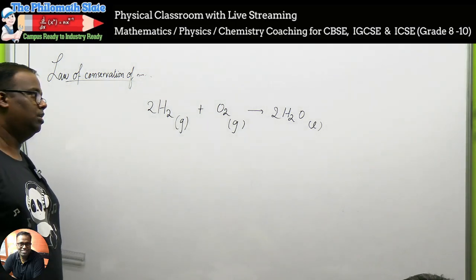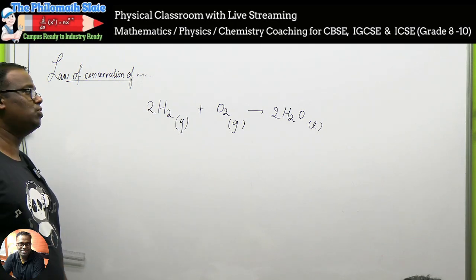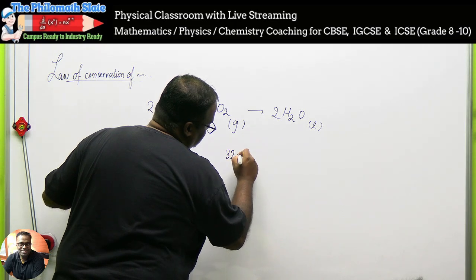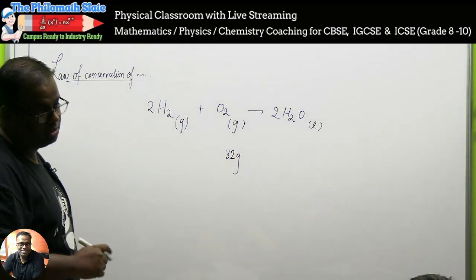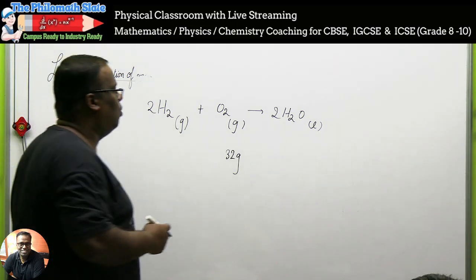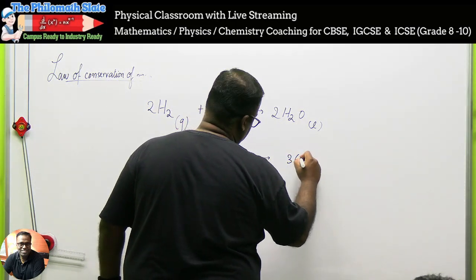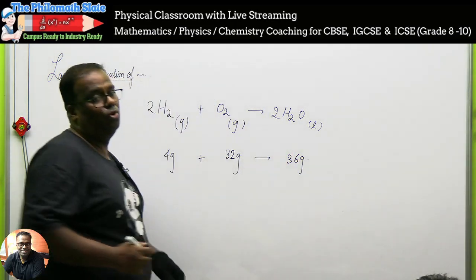Understood? Right. Now if you try to break it down, देखो इसको कैसे कर सकते हैं? We say out here I am using 32 grams of oxygen. How many grams of oxygen? 32 grams of oxygen. And water is 8 into, this is 36 grams. So 4 grams. 4 grams.